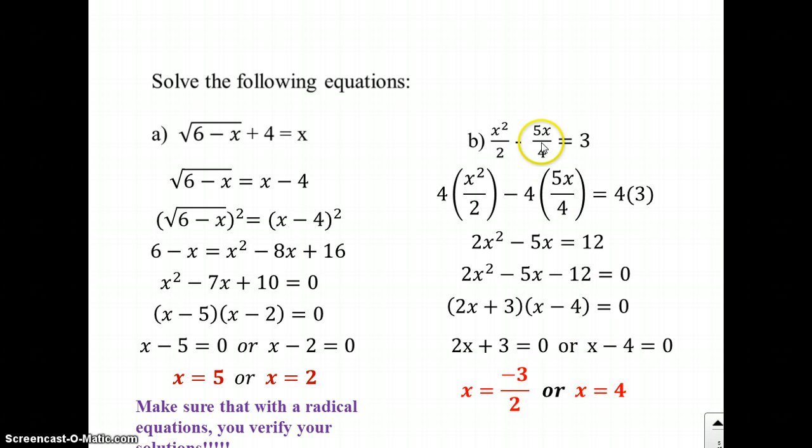Always a good idea to verify and make sure they work. Absolutely mandatory with a radical equation to make sure you verify. Like we said, x can't equal 2 on this one.